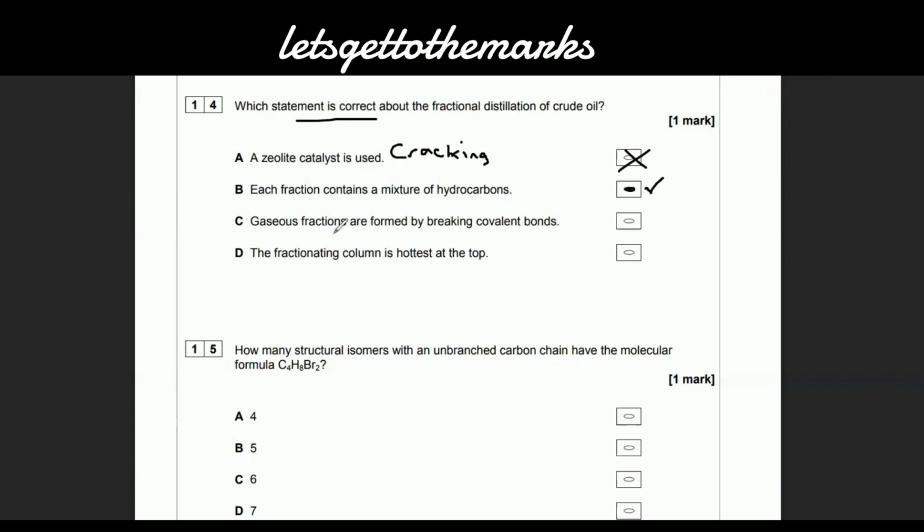Okay. Gaseous fractions are formed by breaking covalent bonds. No, we don't break covalent bonds. We break IMF between the fractions. Okay. So that's intermolecular forces, normally van der Waals. The fractionating column is hottest at the top. No, it's hot at the bottom where the bitumen comes off and it's cooler at the top. And yeah, that's wrong as well. Okay, cool. Just checking, just checking. Let's zing.